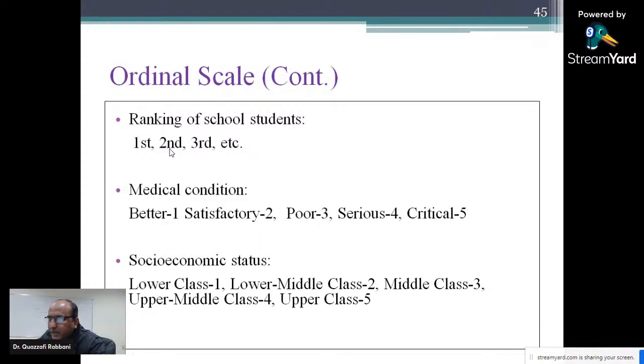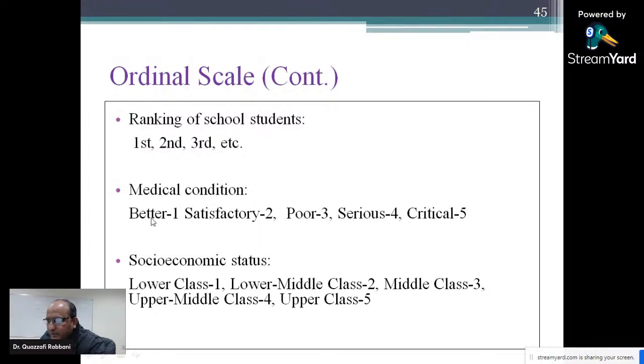First is identity and second is magnitude. 1 represents the first position, 2 represents the second position, and 3 represents the third position. As well as, 1 is better than 2 and 2 is better than 3. So magnitude is also involved in the ordinal scale. And you can also say 1 is better than 2 and 2 is better than 3.